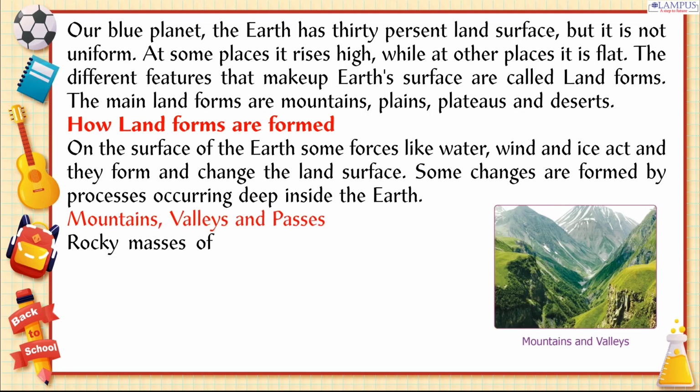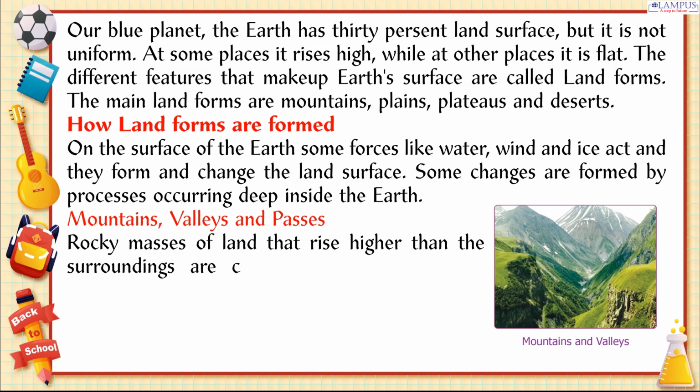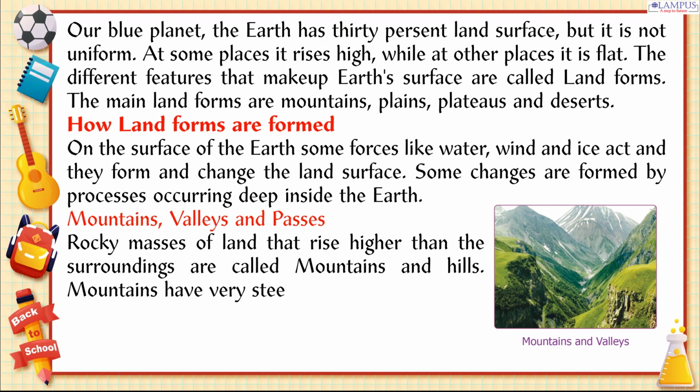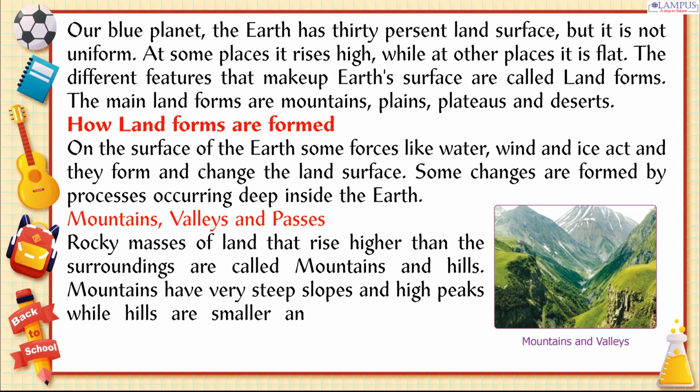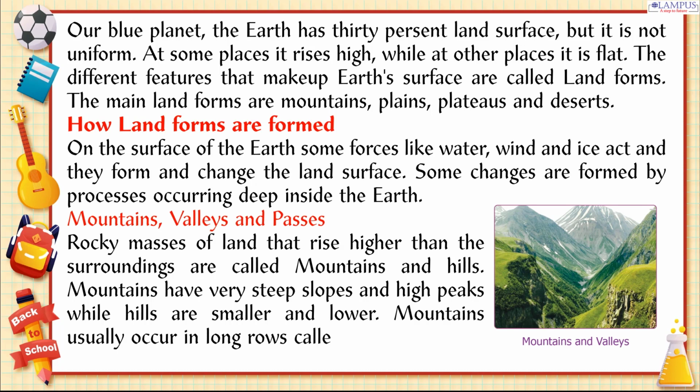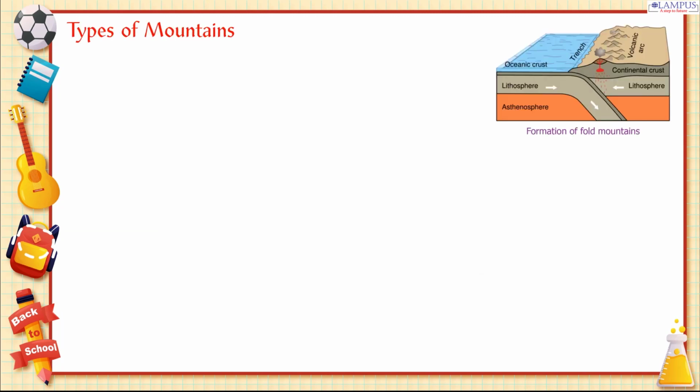Mountains, valleys and passes. Rocky masses of land that rise higher than the surroundings are called mountains and hills. Mountains have very steep slopes and high peaks, while hills are smaller and lower. Mountains usually occur in long rows called mountain ranges. Mountains and valleys. Types of mountains.